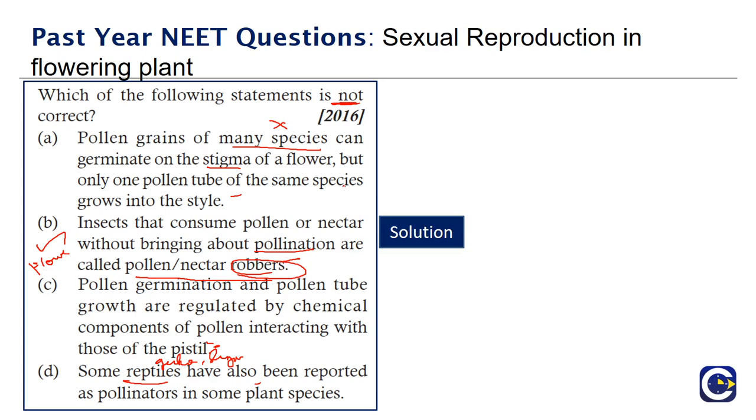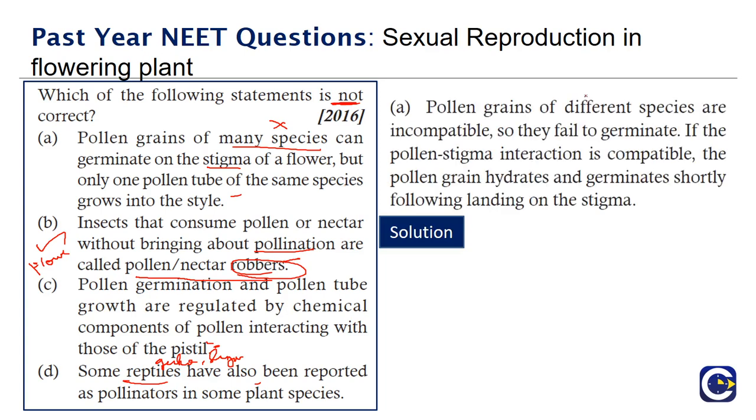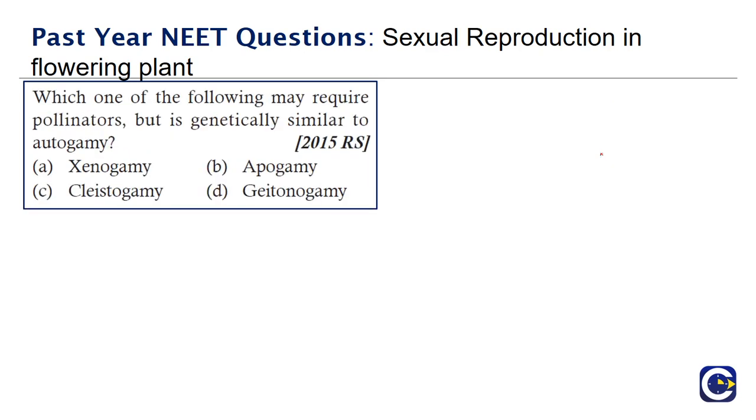So let's look at the solution. Pollen grains of different species are incompatible, and so they fail to germinate. If the pollen stigma interaction is compatible, the pollen grain hydrates and germinates shortly following the landing on the stigma. So this is the solution. So moving on to the next question.